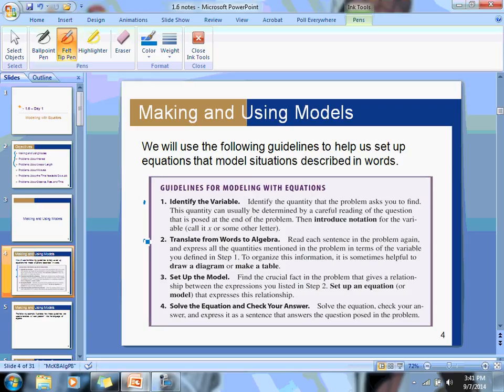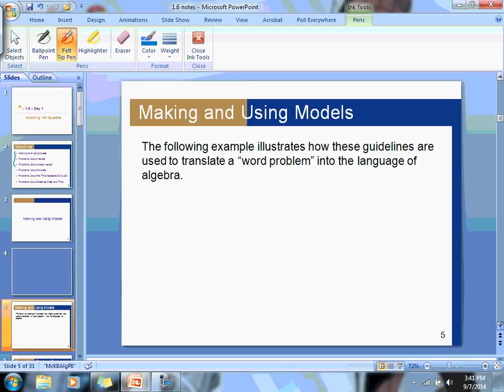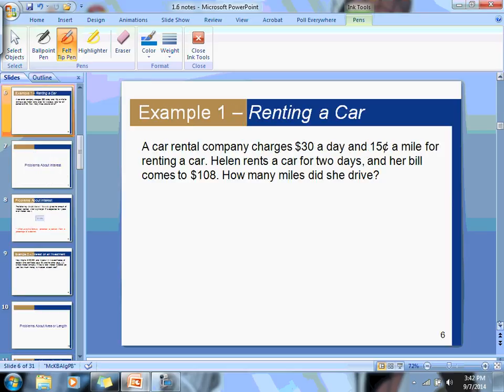Sometimes you might know a formula, or it might make more sense to draw a picture or make a table. But once you have that information translated, then you want to set up your model and make an equation based off of that model. And then you go through and you solve the equation, and of course, check your answer. So let's take a look at some word problems where we can practice those skills.